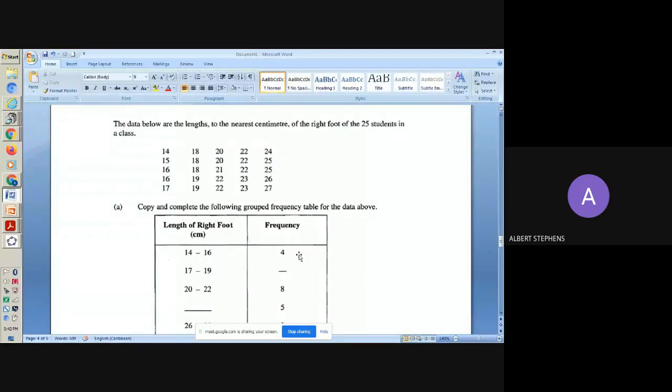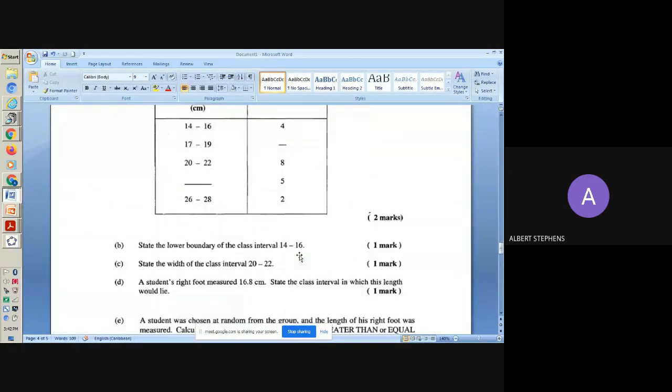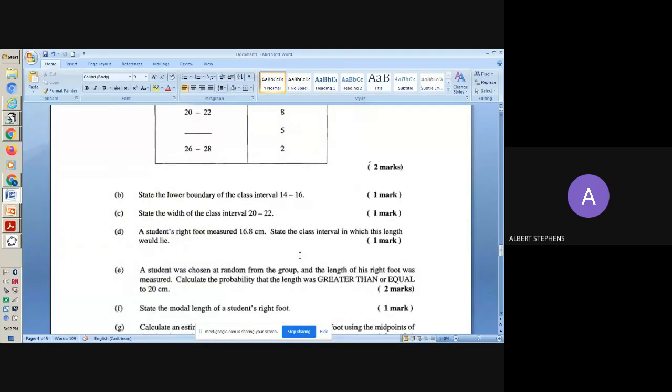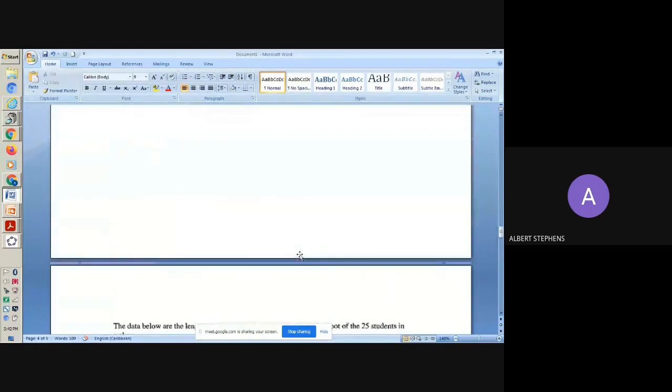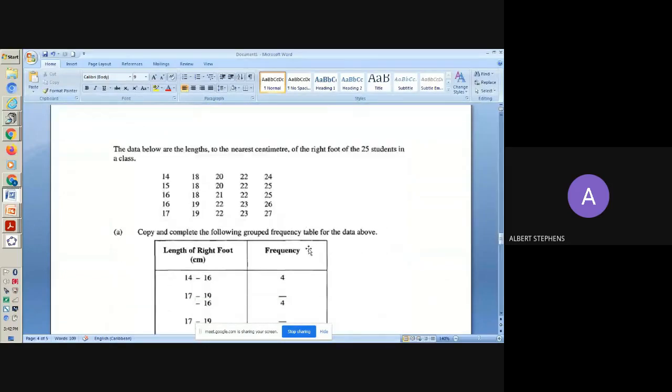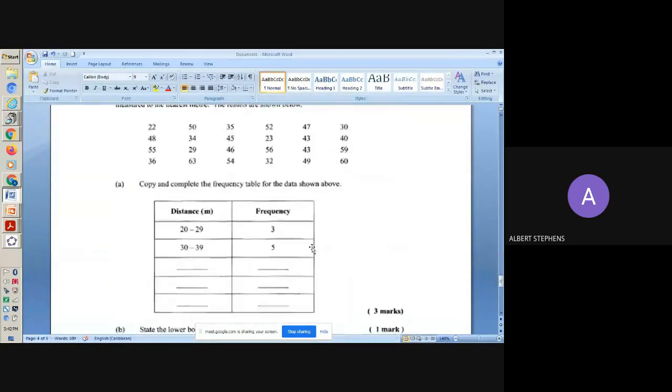So this question is really about constructing. What is this now? Am I on the right thing? No, that's not the question. Sorry. Oh yeah, this is the question.